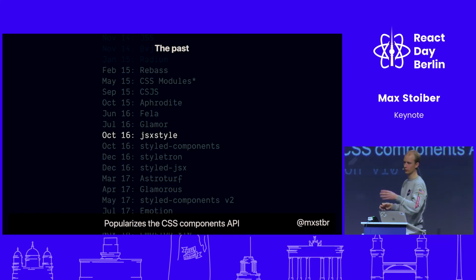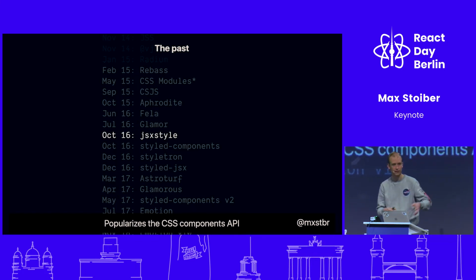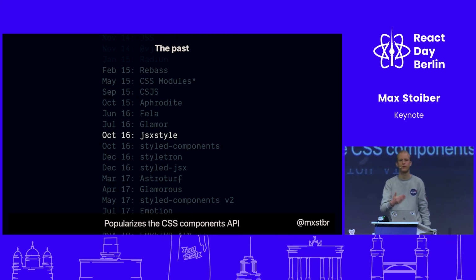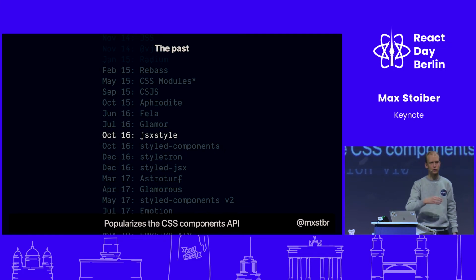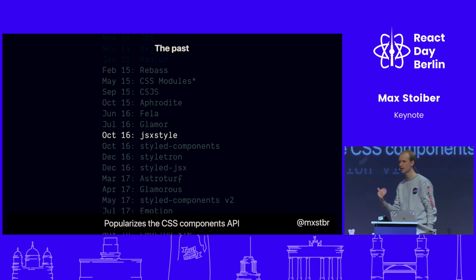Then in October of 2016, JSX style was released by Pete Hunt, one of the ex-React team members who then founded his own startup and got bought by Twitter. Again, still a great library, they still use this, and what JSX style really did is it took this CSS components API a step further. And it went all the way. You can essentially style your entire application with a box component and put any kind of CSS into its props. Again, a great API. If that's what you like, JSX style is awesome.